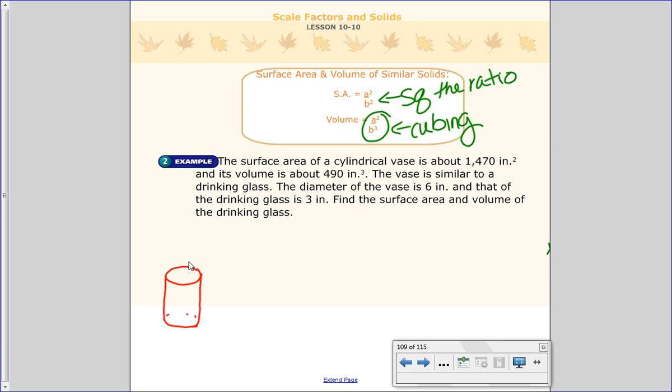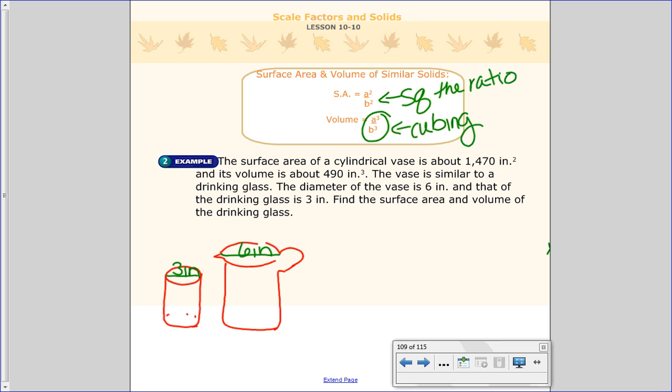And then here, I know my vase is going to be bigger. All right, and then it goes down sort of like that. There we go. So that's my vase. Now they tell us some information that's very important. The diameter of the vase is 6 inches, and the diameter of the drinking glass is 3 inches.